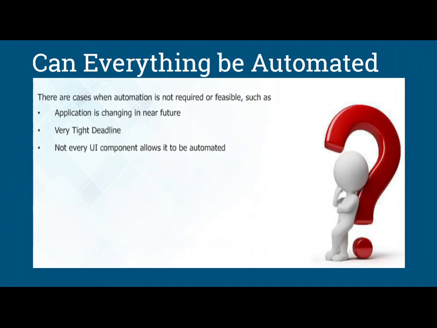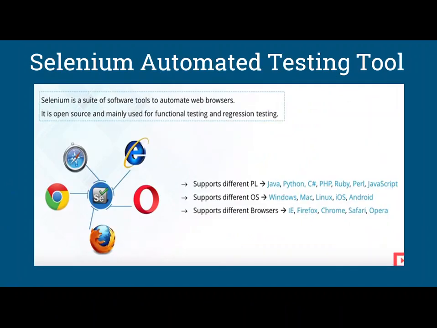So why would you want to automate something which has a very tight deadline? You will not be able to finish the automation itself, right? Plus, not every UI component should be automated, meaning that just because we know automation, we should not just go about and automate anything. Why? Because the return on investment when you try to automate a certain piece of functionality or code might not be worth the effort you're going to put in, right?